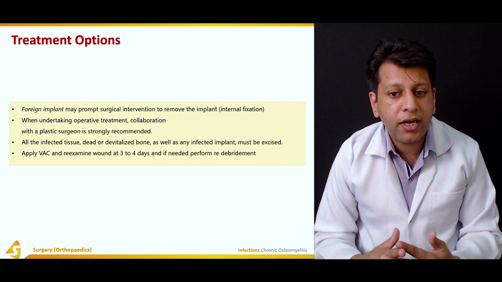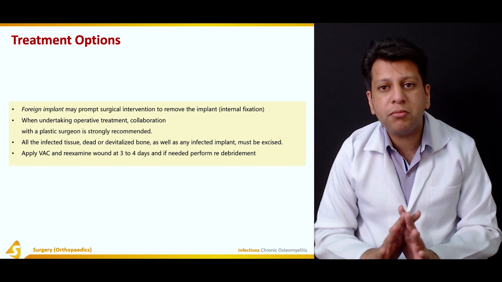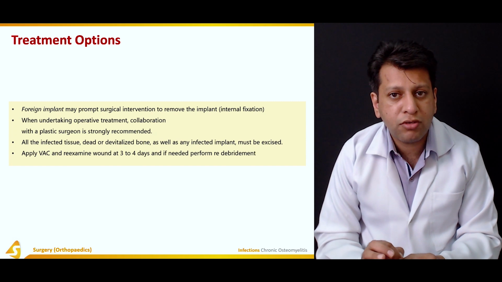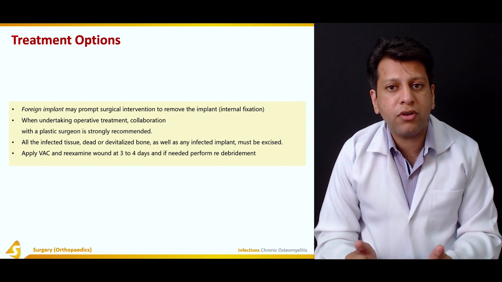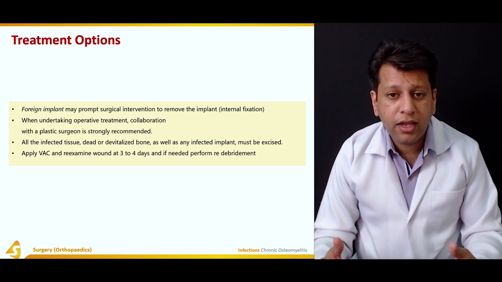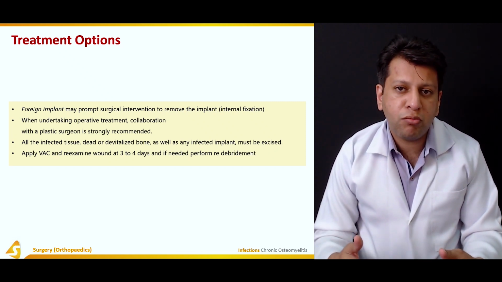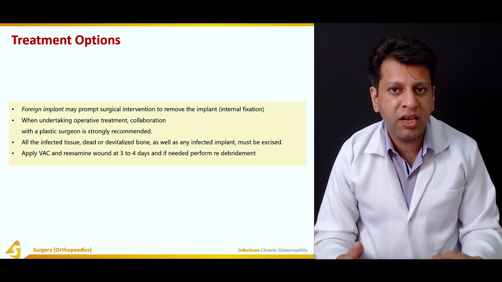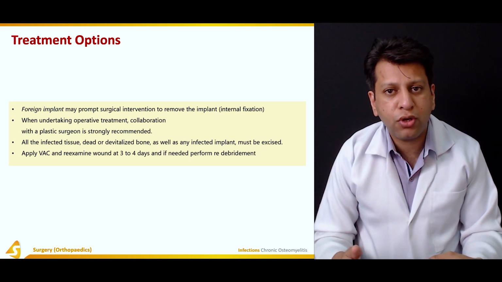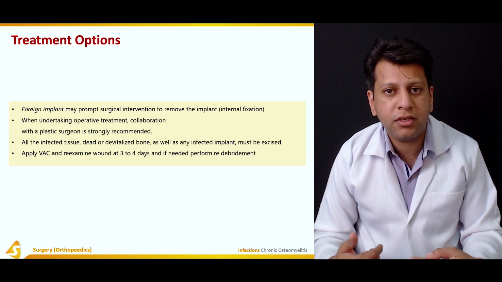All the infected tissue, dead and devitalized bone, as well as the infected implant must be excised. This is very straightforward. Unless all the areas of infection are removed, we cannot get rid of chronic osteomyelitis. Apply VAC, re-examine. In this condition, we have to decide about two things. If we remove the metalwork, will the bone be stable? If it is stable, then we can simply remove the metalwork, do the thorough debridement, and use VAC to help in the healing.